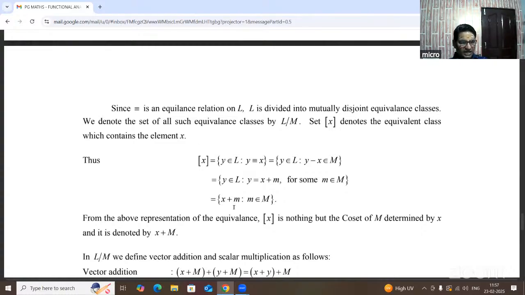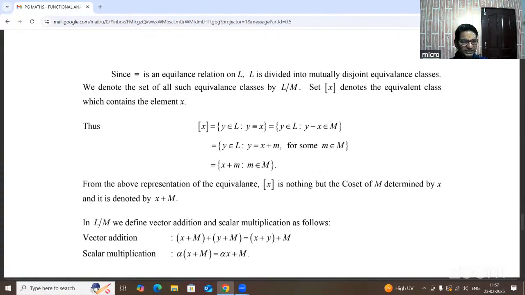How to get the equivalence class of this expression? Bracket of x equals the set of x plus small m, where small m belongs to capital M. This is the coset of the expression. So it is nothing but the coset of M determined by x, denoted by x plus M. This is the coset expression.